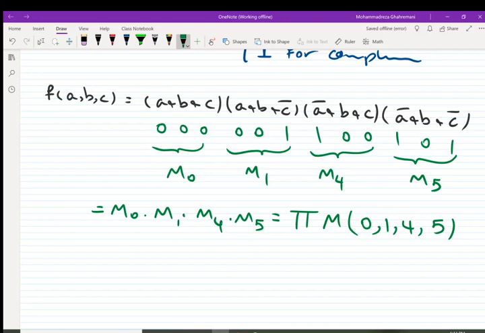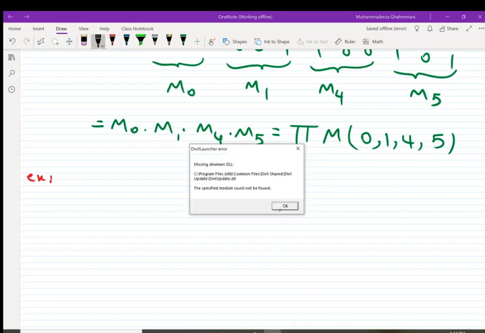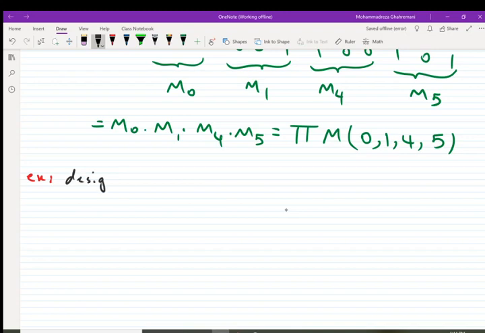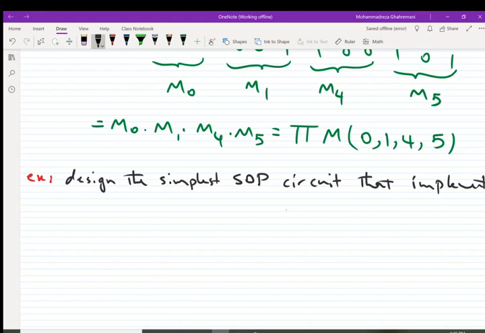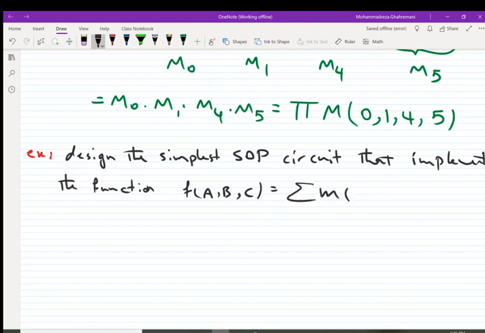Okay, so now let's design a circuit. Example: design the simplest sum of product circuit that implements the function f of a, b, c is equal to sigma Minterms 2, 3, 4, and 6.